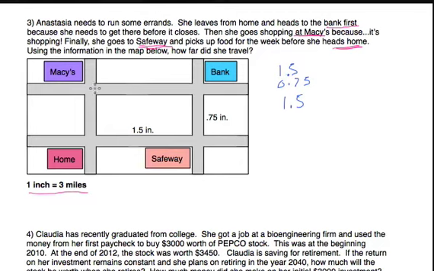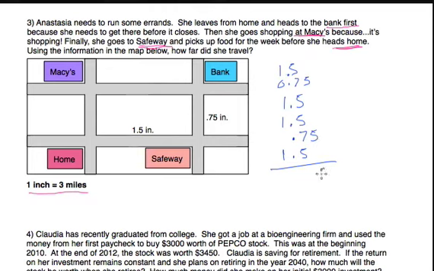Then she goes from Macy's to Safeway. To get to Safeway, she has to go across 1.5 and down 0.75, or down 0.75 across 1.5. So either way, she's traveling another 1.5 inches plus 0.75 inches. She gets to Safeway, and then she heads back home, which is another 1.5 inches. All right, isn't this fun? Let's add all this up.